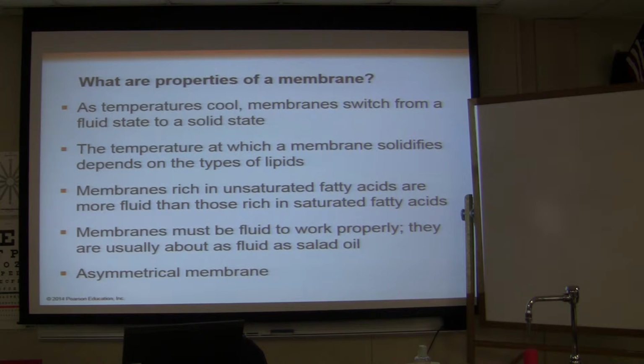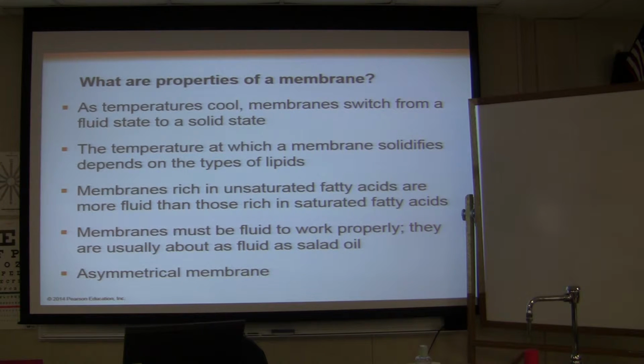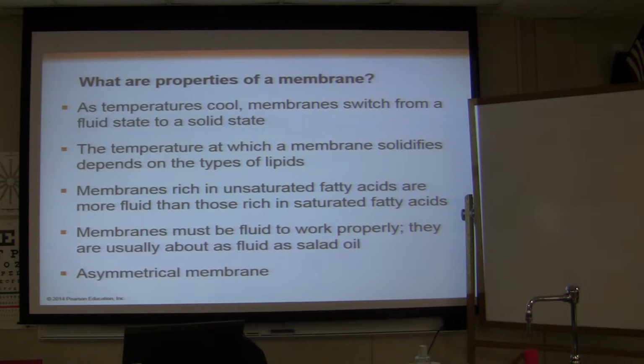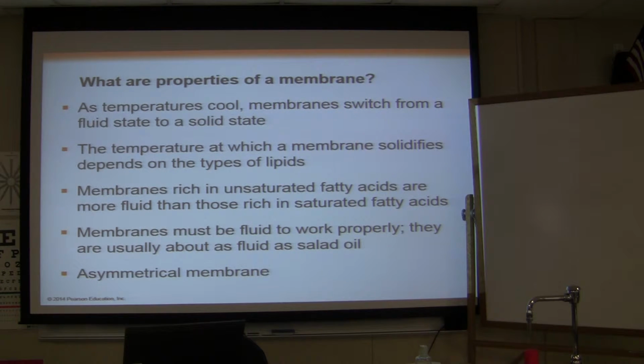What are the properties of the membrane? As temperature cools, the membrane switches from a fluid state to a semi-solid state, like butter. Butter is a semi-solid kind of state. As you cool lipids, as you all know, if you don't trust me, take your olive oil or the oil you have at home and put it in the refrigerator. Some people do. Put your oil in the fridge, it becomes solid. As you cool it, oil becomes solid.